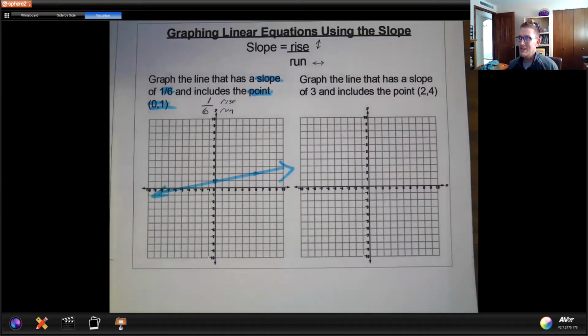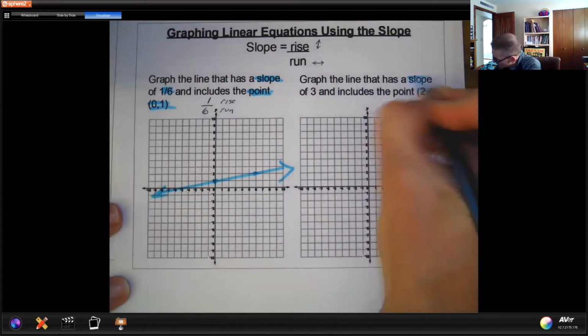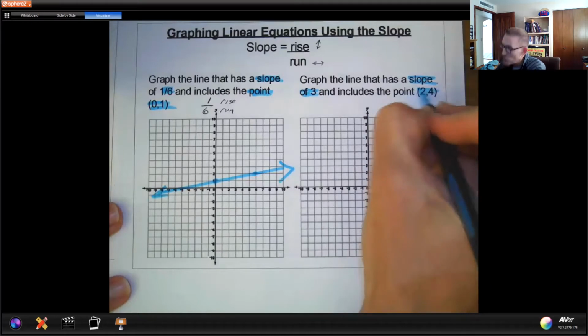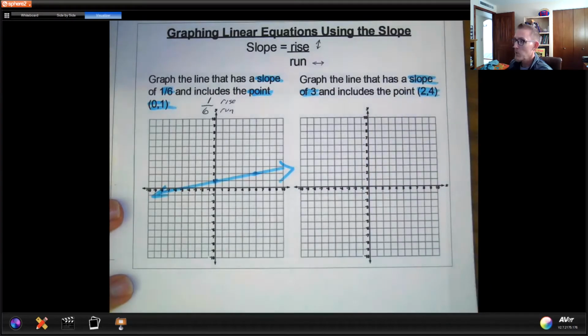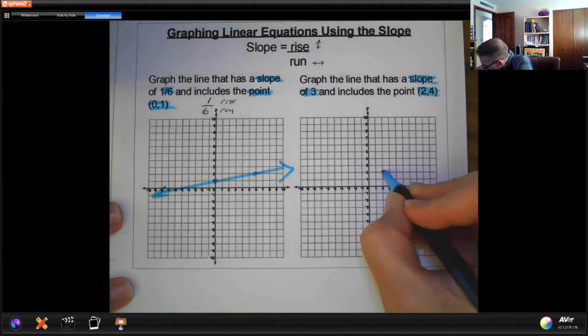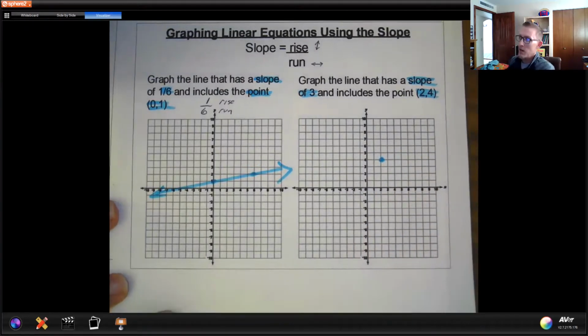So let's try this again. Graph the line that has a slope of 3 and includes the point 2, 4. So let's start off by plotting the point 2, 4. So I'm going to go over 2 and up 1, 2, 3, 4. So remember, that's where that point goes. Remember, plotting points are going to be the opposite of slope. So you have to remember how to plot a point.